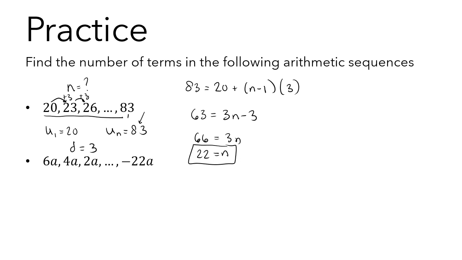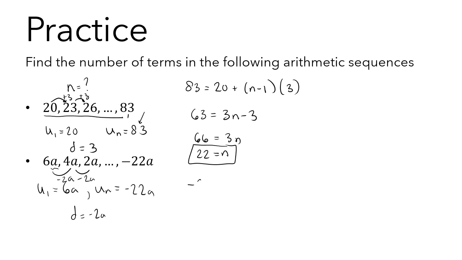Let's try this next one. Same process. Don't be scared of the variable, we can still do the same thing. So the first term is going to be 6a. The last term is going to be -22a. And then notice that it's -2a each time. -2a, -2a. So d is going to be -2a.